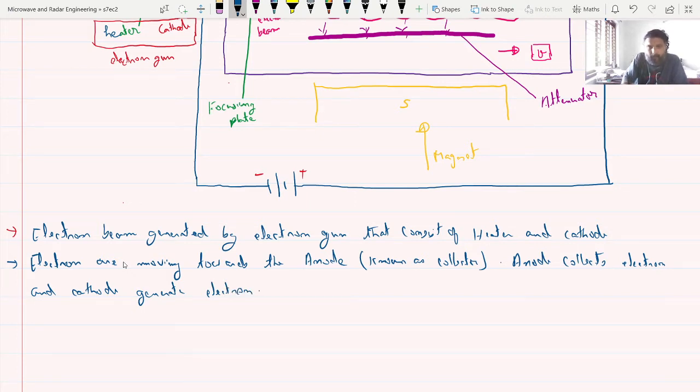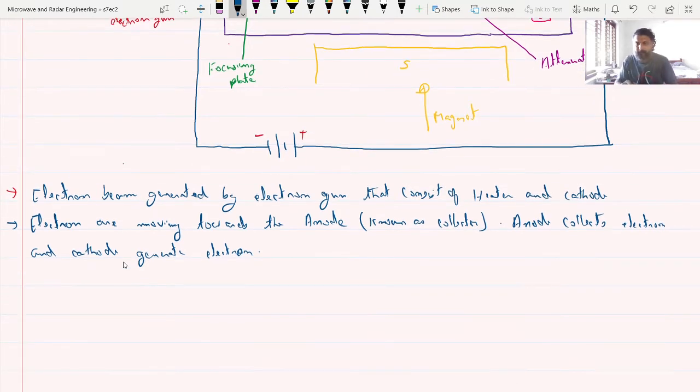Okay, cathode will generate the electron. Clear? That is the second point that I have to discuss here.